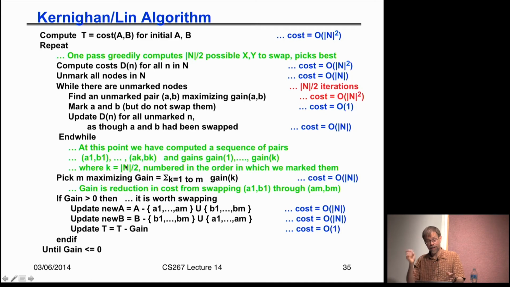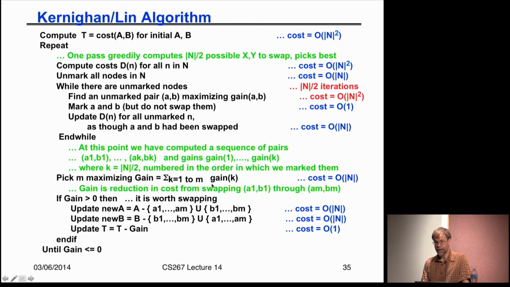So here is the kind of dynamic programming trick that Kernighan-Lin did. They said, well, I now have enough information to decide whether it's worth swapping the first pair, or the first 2 pairs, or the first 3 pairs, or the first 20 pairs. I can do that all at once, just by adding the gains. And so I'm going to pick the first m to swap that maximizes the possible gain, the sum of the first m.